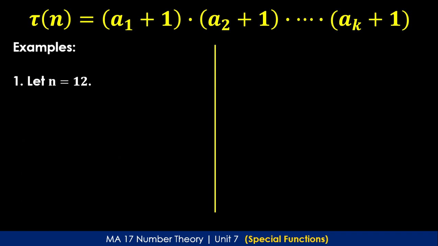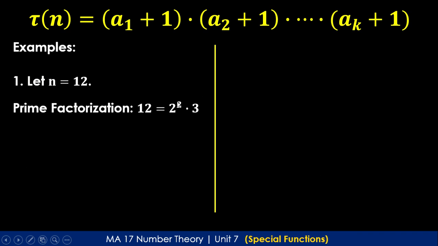Okay, so given that we have the prime factorization of 2 raised to 2 times 3, as you can see, we have the exponent for 2 as 2, and for 3 as 1. So if we're going to apply the formula, we'll have the quantity 2 plus 1 times the quantity 1 plus 1. So 2 plus 1 is 3, times 1 plus 1, which is 2. So that's 3 times 2, that is 6. Therefore, the total number of divisors, or the tau of 12, is 6.